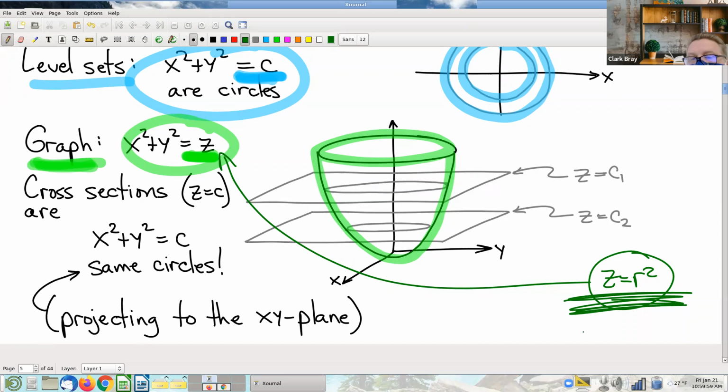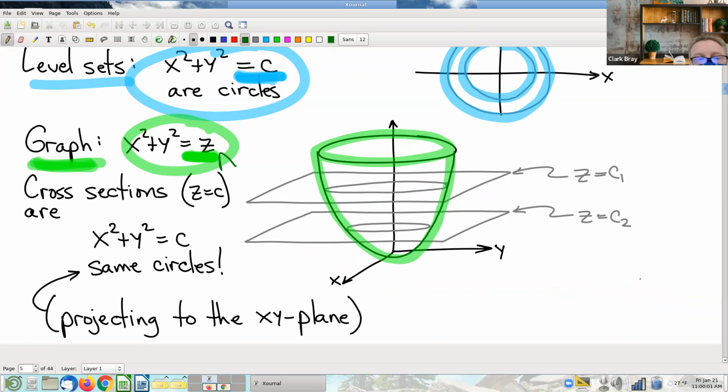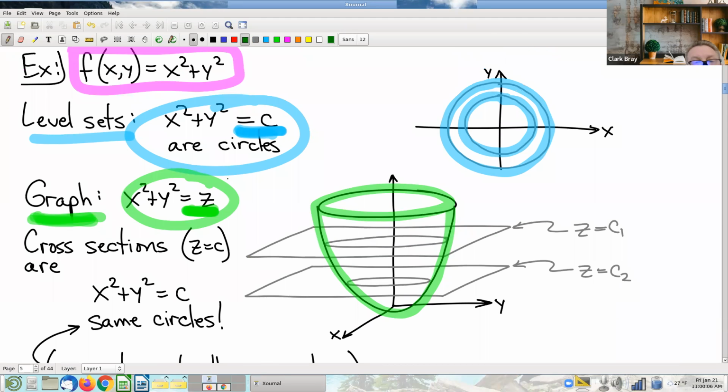Okay, so I think it's easy pitch. So, okay, we've got the graph, we've got the level sets, and now we want to confirm: are the cross sections equal to the level sets? Well, the cross sections are what you get when you take z and set it equal to a constant.